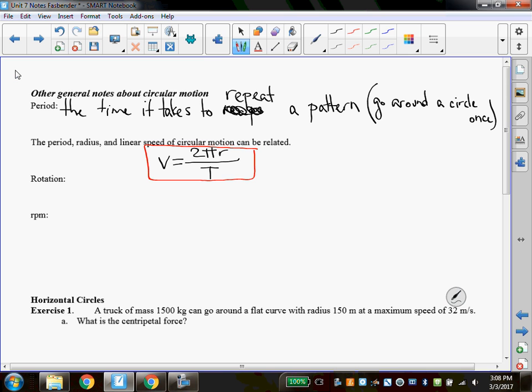A little bit more vocabulary is the word rotation. So rotation, the meaning of rotation is once around the circle. Right? So one rotation would be once around the circumference. So that would be 2 pi r meters.